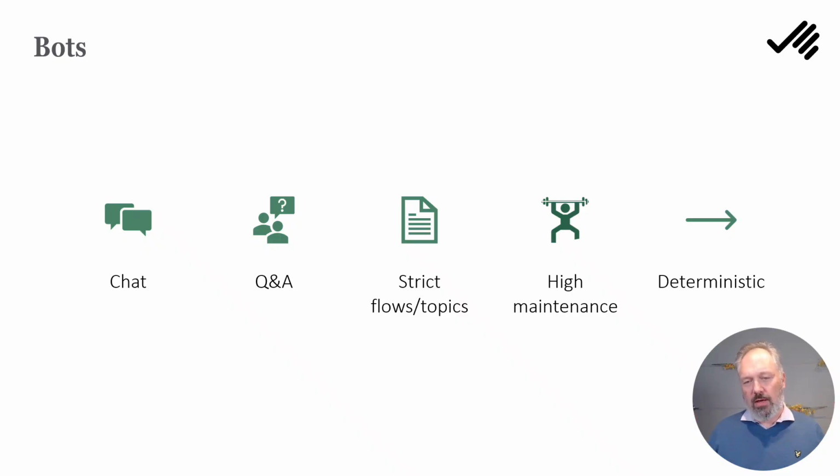A good and bad part about these types of bots is that they are deterministic, meaning that you know exactly how they will answer, and they will answer the same way every time. So if you input a specific phrase, you will get the same answer every single time.